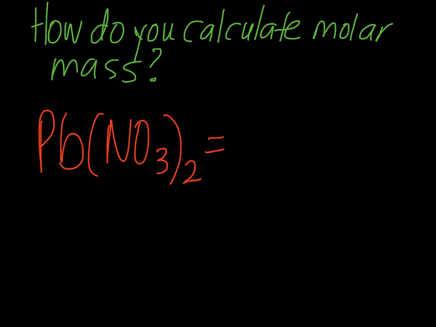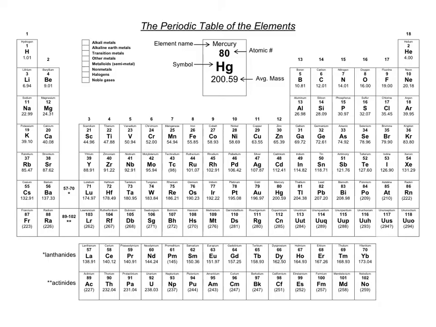Okay, so for our last example, we're going to do lead nitrate, or lead(II) nitrate. We've got a few more elements that are involved in this compound. We have lead, nitrogen, and oxygen. So we need to find the mass of each of these elements and then add them all up together to get the molar mass of this compound. All we need to do is find our elements. Lead has a mass of 207.20. Nitrogen has a mass of 14.01. And then oxygen has a mass of 16. So let's go add all those up.